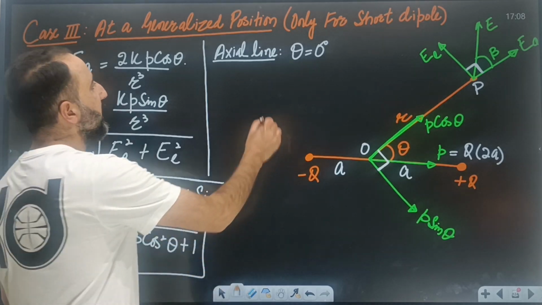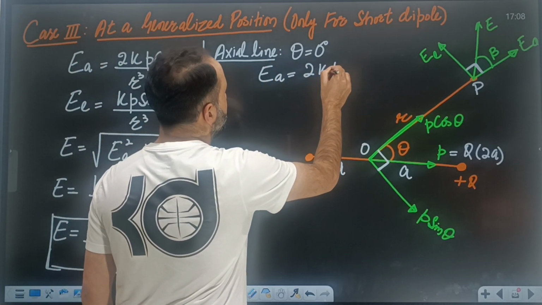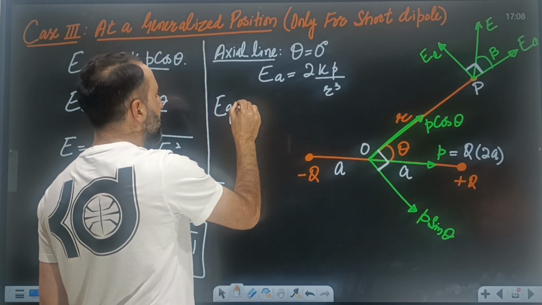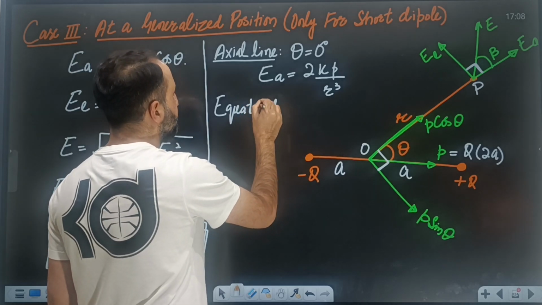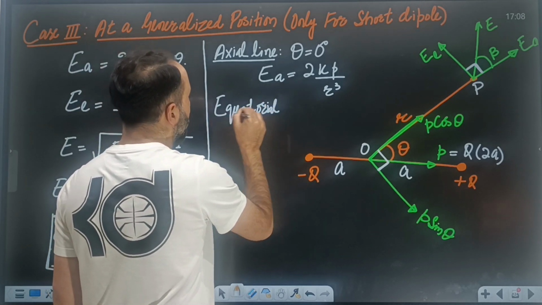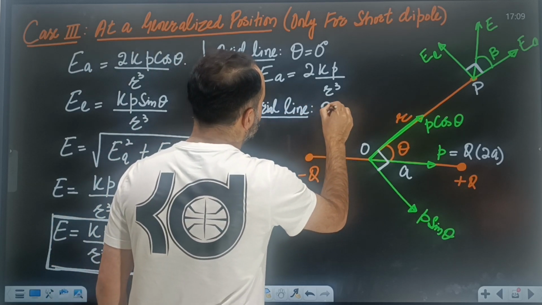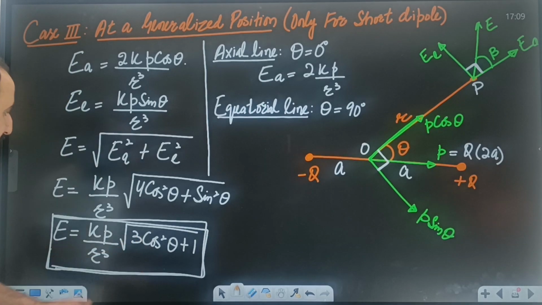तो root 4 जो आएगा बेटा, that is the electric field of axial line, which is equal to twice Kp divided by r cube. And equatorial line, if for example this point P lies on the equatorial line, then in that very case theta का वैल्यू क्या होगा? What will be the value of theta? That is equal to 90 degree. ठीक है ना बेटा? Okay, so cos 90 is equal to 0.